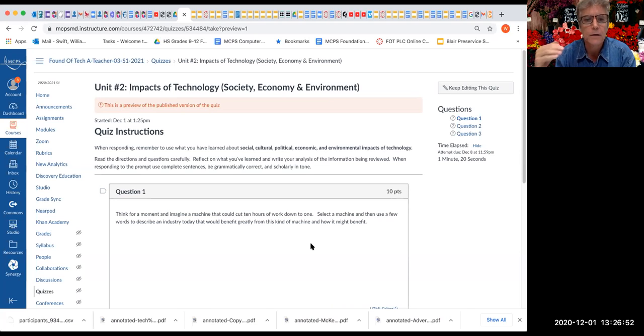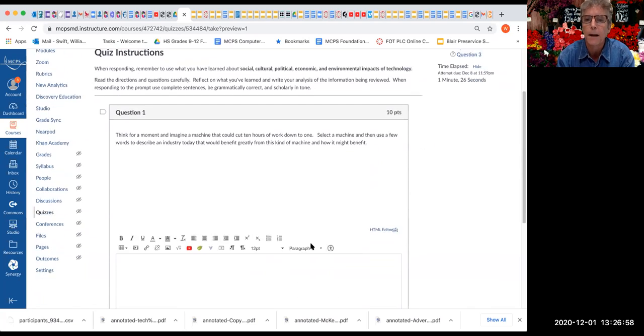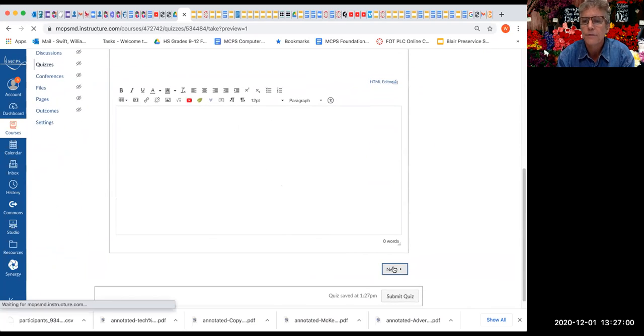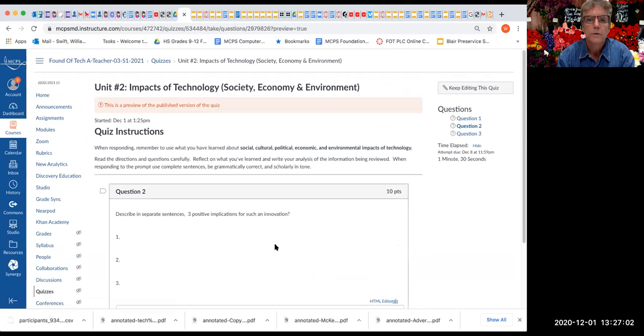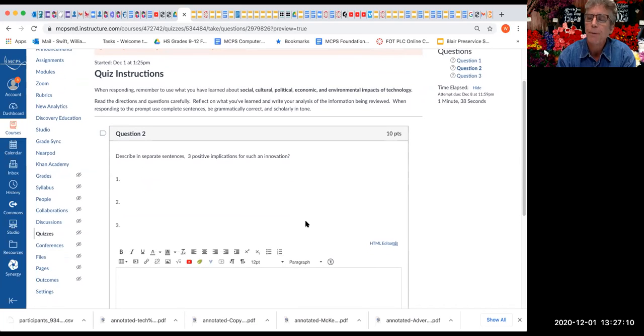So select the machine, then use a few words to describe an industry today that would benefit greatly from this kind of machine and how it might benefit. The next things are, describe in separate sentences, 3 sentences, 3 positive implications for such an innovation. What are 3 positive things that would happen from a company getting a machine that can turn 10 hours of work into 1 hour? They've got to be making money from that, okay?